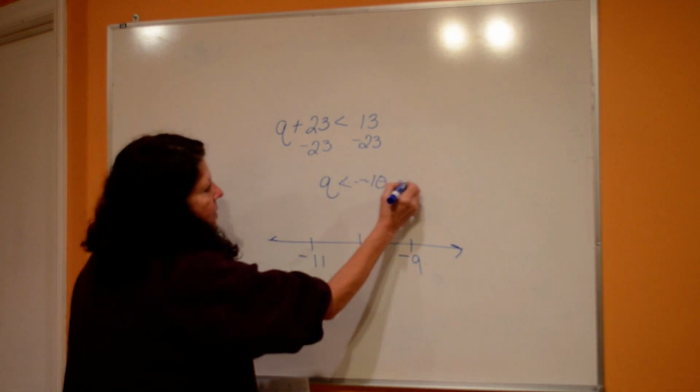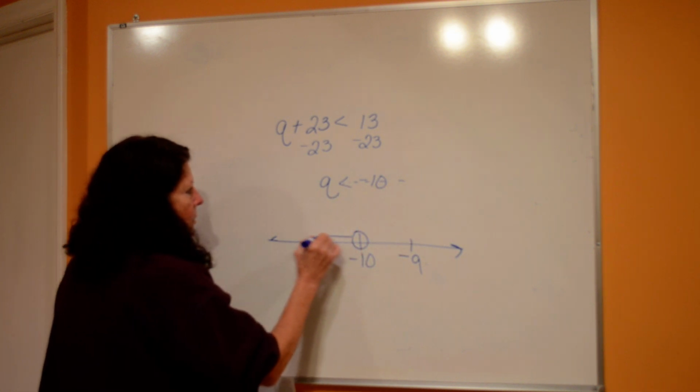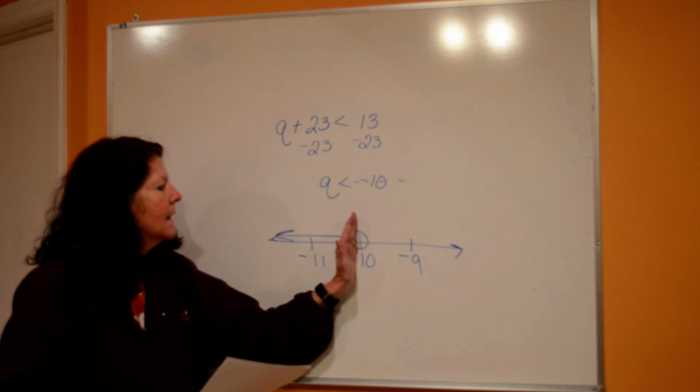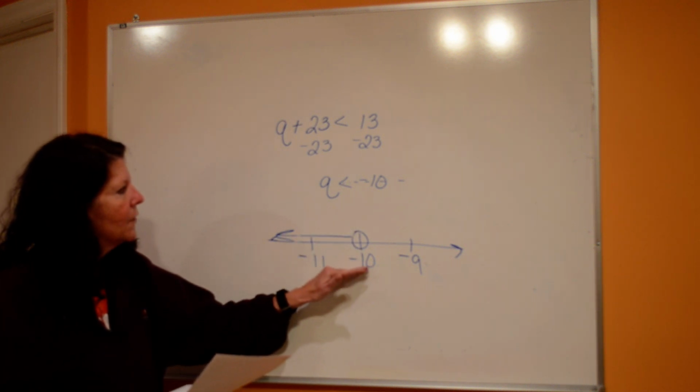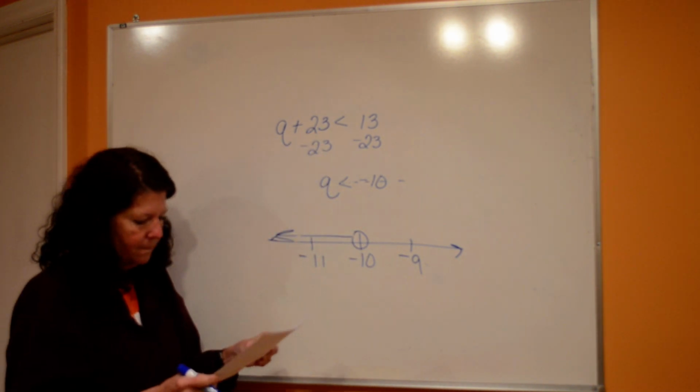Again, all I have to do is look at the direction of my arrow. I have an open circle and it's going to continue in that direction. That means everything that's less than negative 11 is going to work in this particular equation.